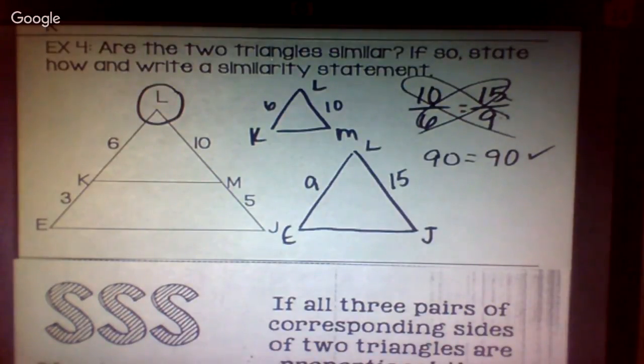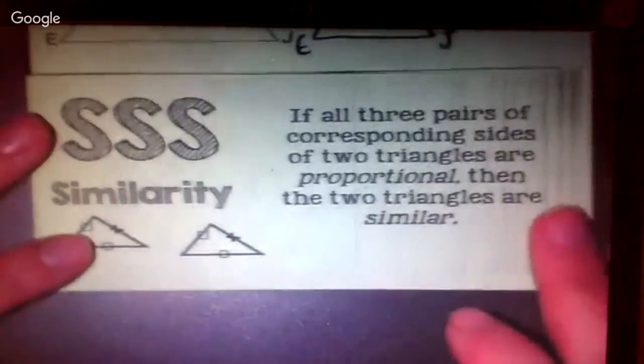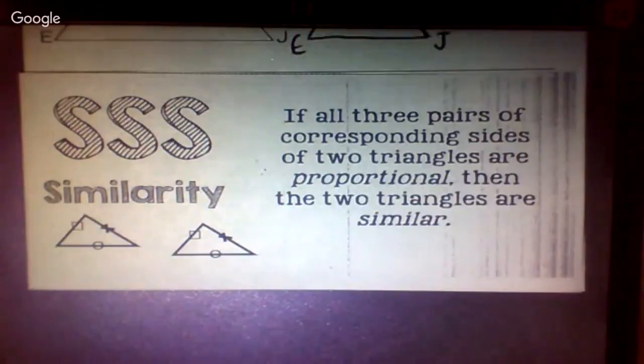What everybody seems to get mixed up, though, is side angle side of similarity versus side angle side of congruence. So please be careful. Congruence means they have to be the same. Similar means they have to be proportional. Okay. Last theorem. Side, side, side similarity. This says if all three pairs of corresponding sides of two triangles are proportional, then the two triangles are similar.